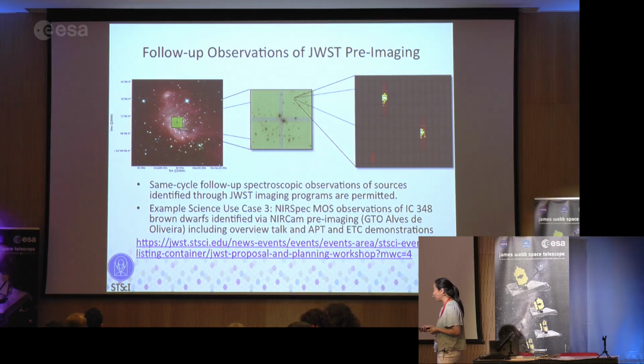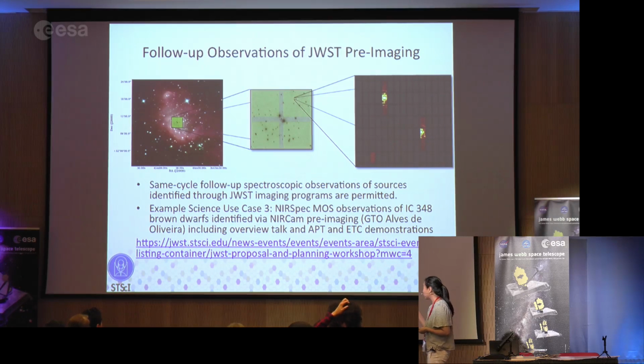JWST imaging programs. There was actually an example science use case of this presented at the May JWST PPS workshop. And this was a NIRSpec MOS observation of IC348 brown dwarfs, and they will be identified via NIRCam pre-imaging. So this is from a NIRCam GTO program. But if you are interested in NIRCam pre-imaging, I encourage you to check out this particular science use case.